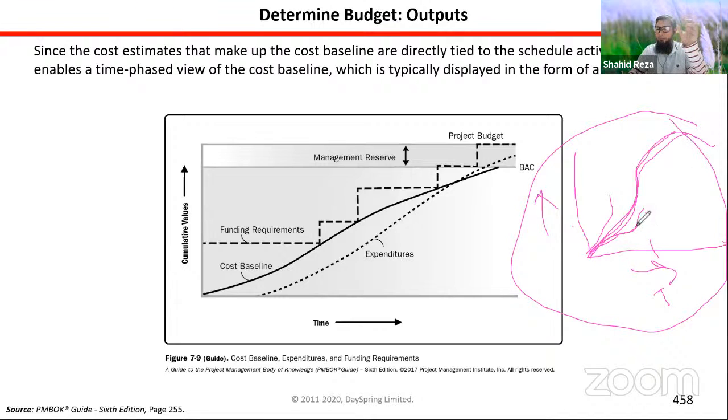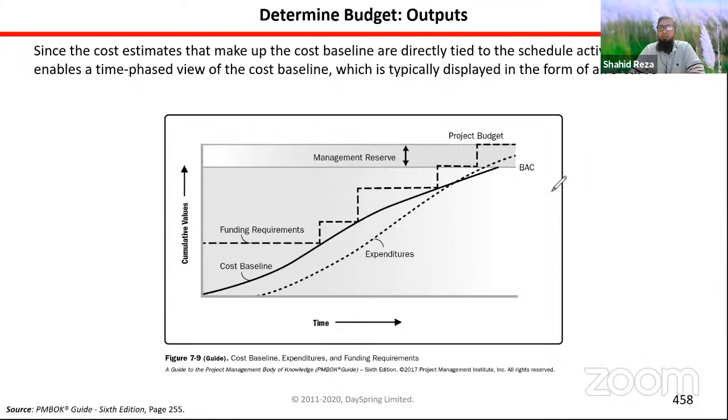If it is below this line, then what happens? Actual cost is lower. But if actual cost goes up, that means we are spending more money than planned. And if it goes like this, then we actually cannot complete the project within the budget. So the S curve is a popular financial progress metric that is used in different projects.